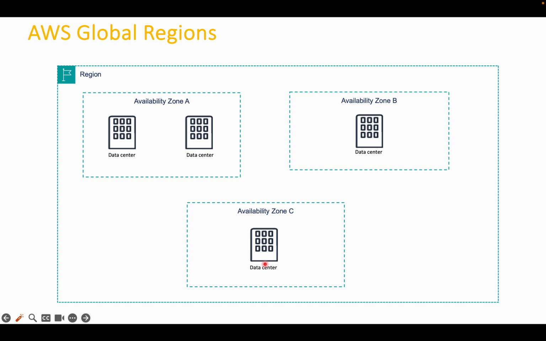Each region is subdivided into availability zones. Every availability zone will be hosting a few data centers. These data centers are the physical facilities which house multiple services like memory, networking, and servers.